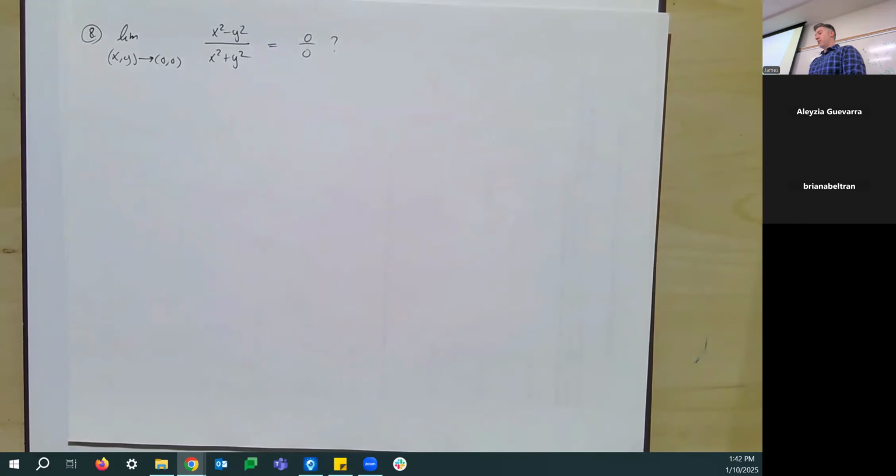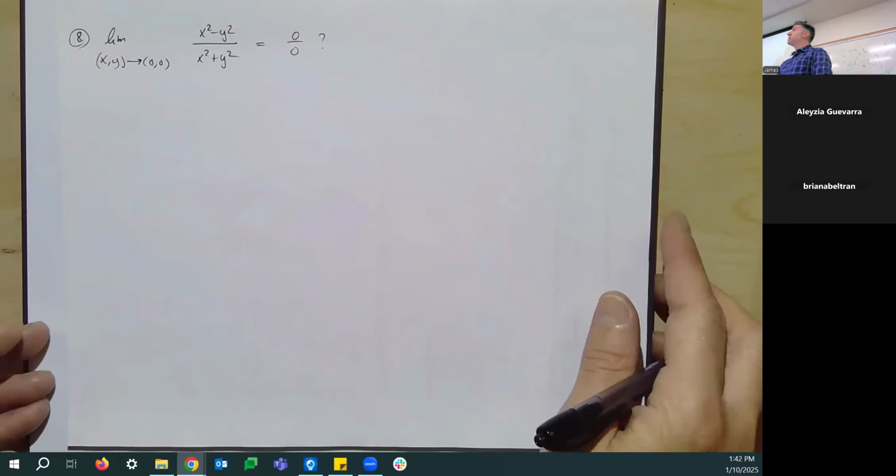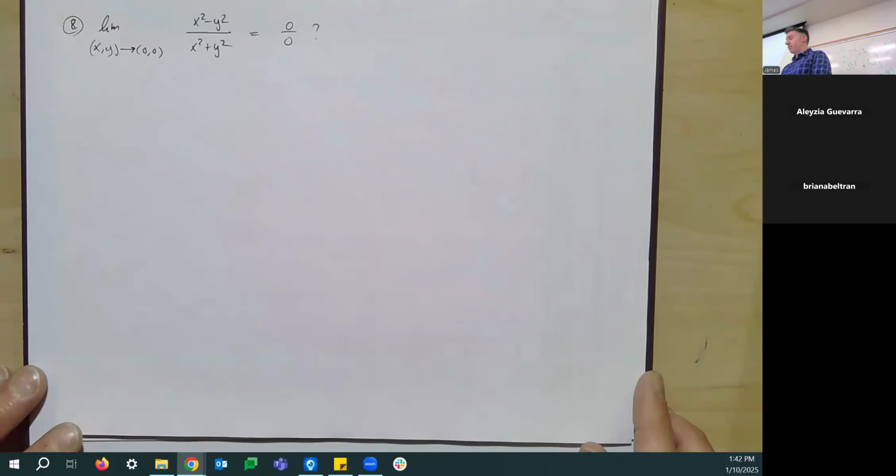And unfortunately, although you could factor the top, factoring the top isn't going to lead us anywhere. Nothing's going to cancel. So typically here is where we employ the method of picking different paths that go through the point x comma y is approaching. And there's some pretty standard choices, but let me list a few of them.